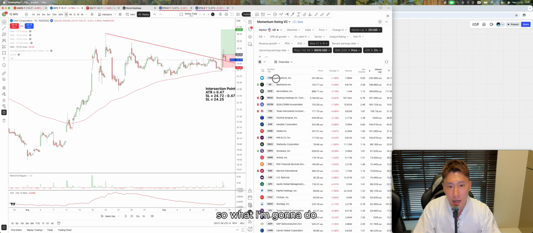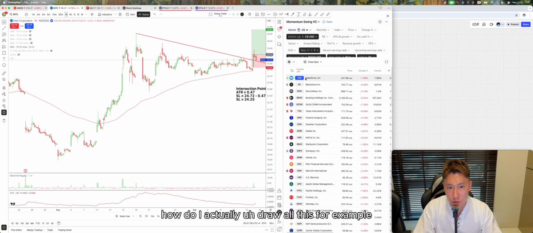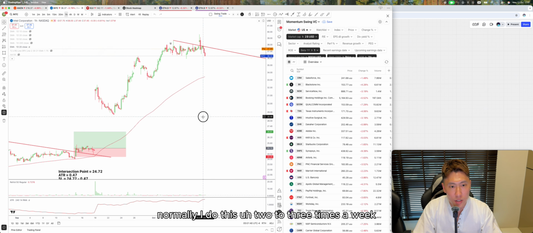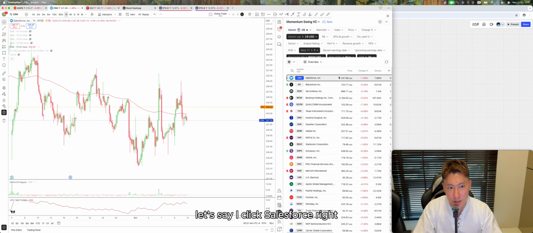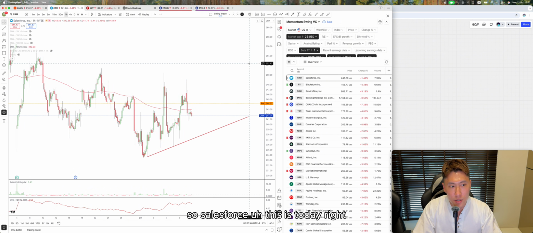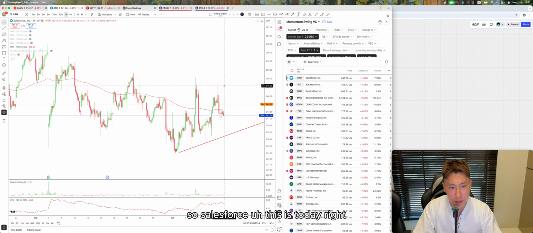So what I'm gonna do, how do I actually draw all this? For example, let me give you an example of what I do weekly. Normally I do this 2 to 3 times a week. I'll just screen through the stocks and let's say I click Salesforce, right? So Salesforce, this is today, on Friday. Today is gonna open on the 13th of October.